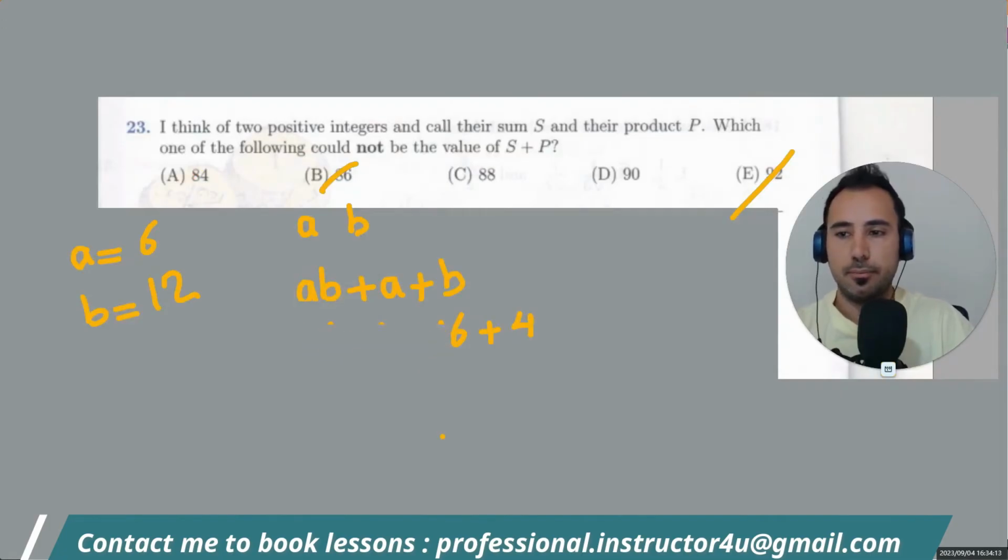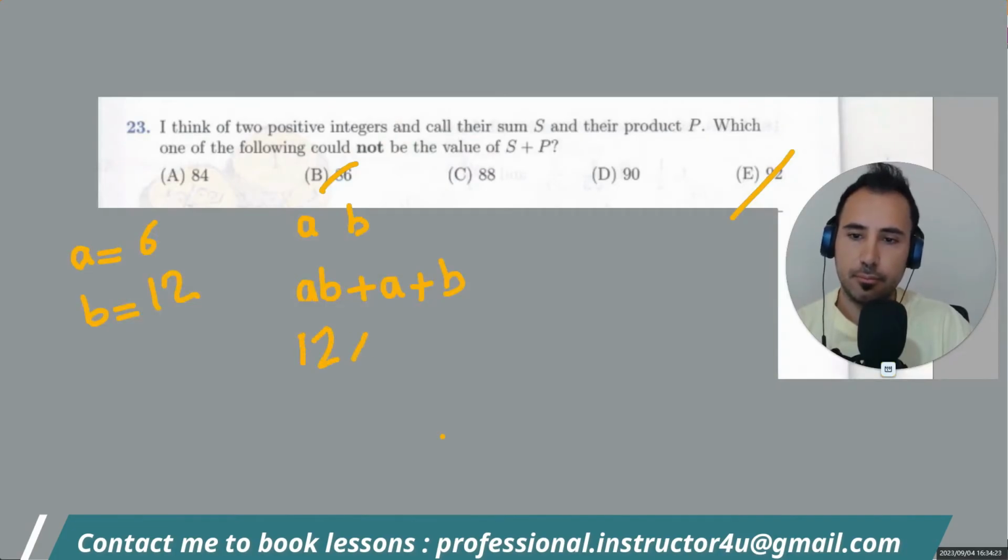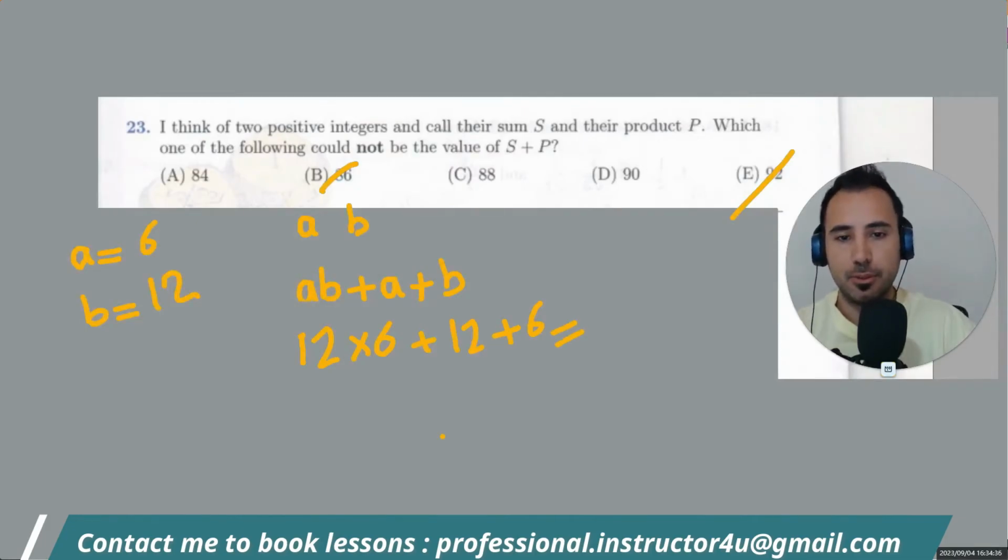So it would be 12 times 6 plus another 12 plus another 6. So it would be 84 plus 4, 90. So 90 is also out. So what we are left with is 88.